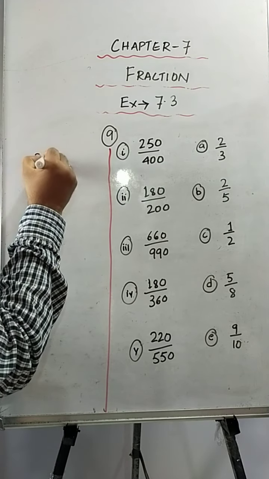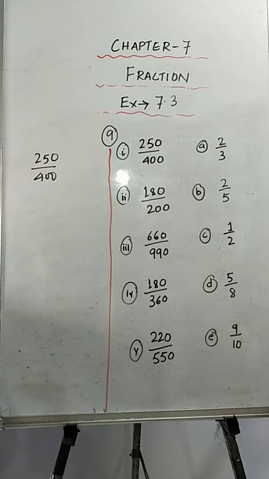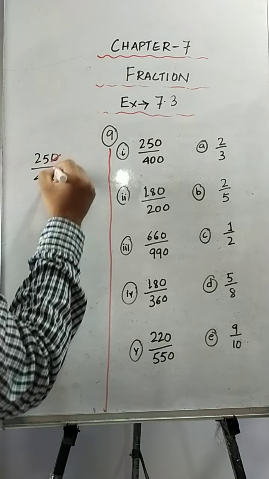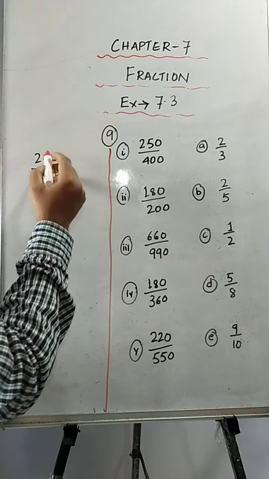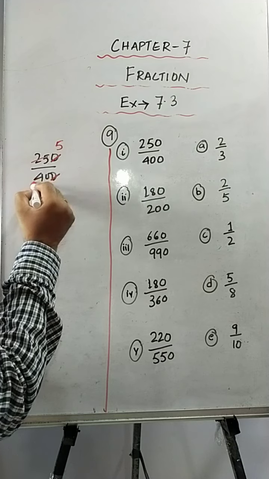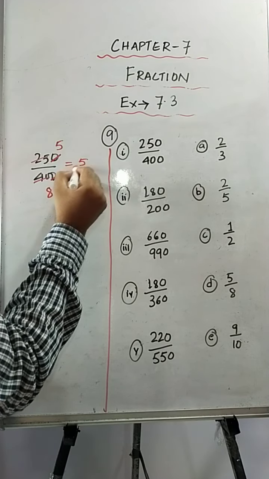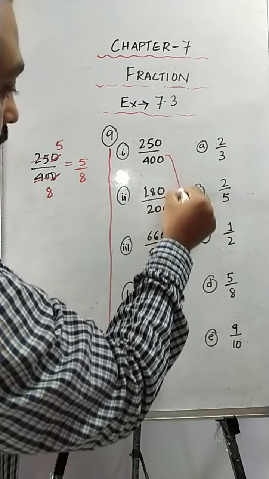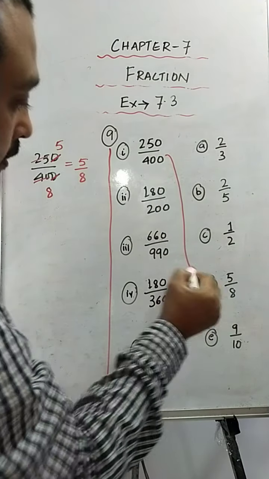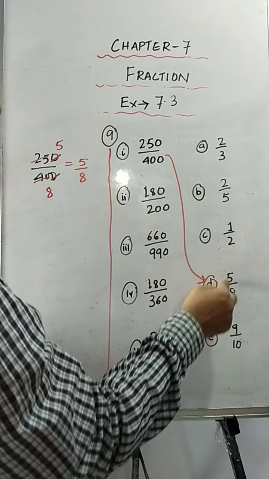So 250 by 400, isn't it? Now let us reduce this. First of all we'll cancel these two zeros, and then 25 by 40 we can easily reduce by 5. So 5 1s are 5, 5 5s are 25, 5 8s are 40. So your required answer is 5 by 8. So where is 5 by 8? Here it is, 5 by 8. So we can match like this. That means 250 by 400 represents 5 by 8.